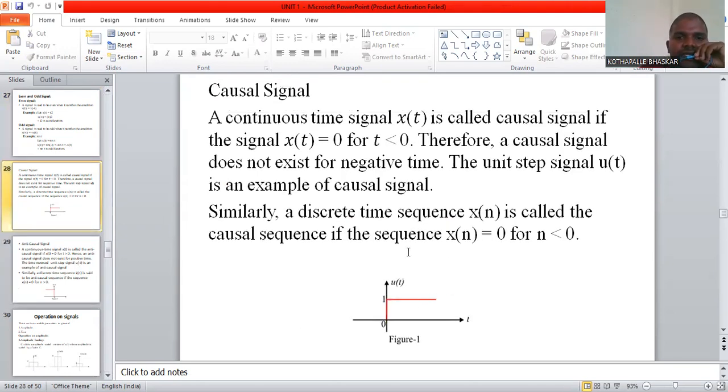Next, causal signal. A continuous time signal x of t is called a causal signal if it satisfies the following condition, that is x of t is equal to 0 for t less than 0. So a causal signal does not exist for negative time. The best example for a causal signal is the unit step signal. A unit step signal exists only for t greater than 0, where the amplitude is 1. That is the example for a causal signal. Similarly, for discrete time signals, x of n is called a causal sequence if x of n is equal to 0 for n less than 0. So this is an example for a causal signal.